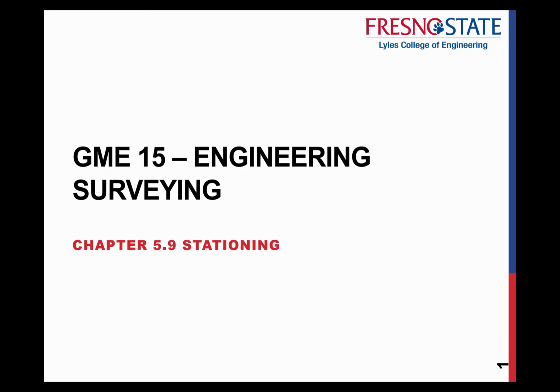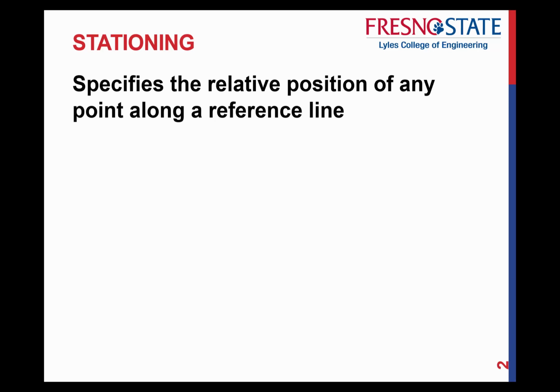Now for a really brief topic, we're going to talk about stationing. The reason we're going to do this is that in our next chapters we're going to be dealing with horizontal and vertical curves. A lot of those calculations depend on a distance along a certain line, which we call stationing. So let's take a brief discussion into this.